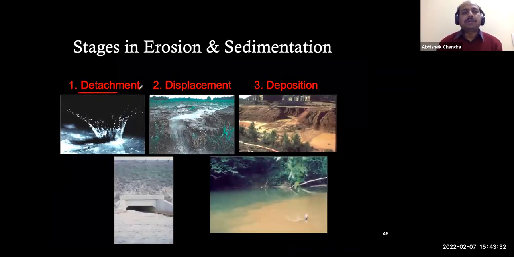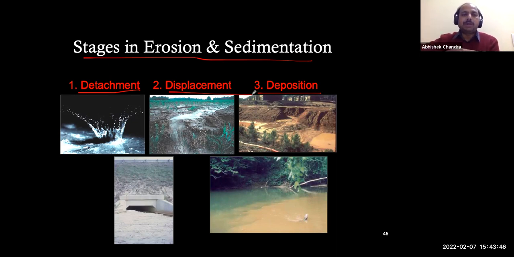The three processes, as already discussed, are the stages of erosion and sedimentation: detachment, displacement, and finally deposition. It is also called the 3D structure of soil erosion. Firstly, the soil particle is detached from here, then displaced, and finally deposited in another place.